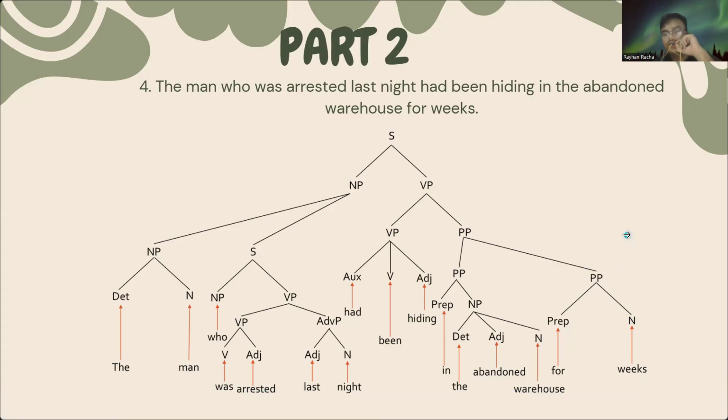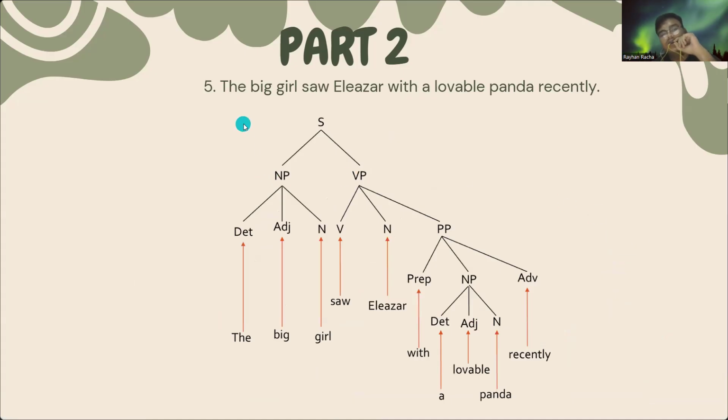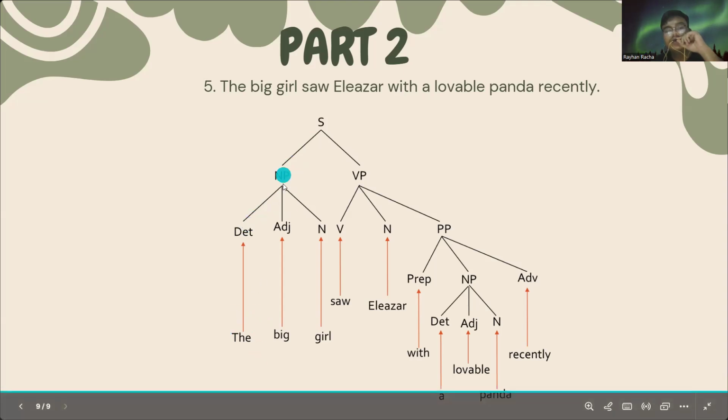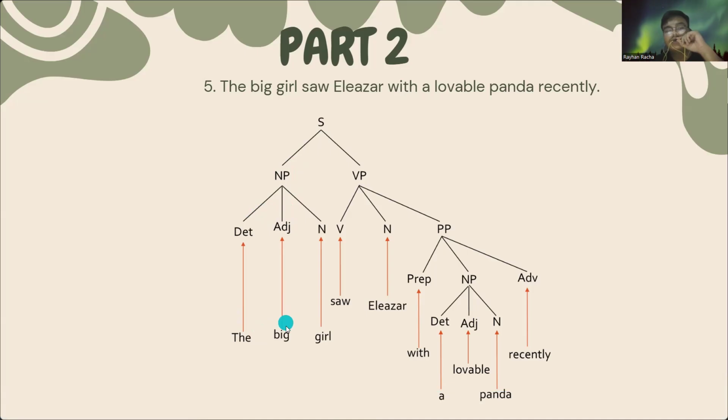So we're moving into the final one. The final one is the big girl saw Eliezer with a lovable panda recently. So we have to point out that Eliezer itself is a name of a person or maybe something. So as usual, we divided the sentence into a noun phrase and also the verb phrase. So the noun phrase, we have a determiner by the word the, an adjective by the word big, and also the noun itself by the word girl.